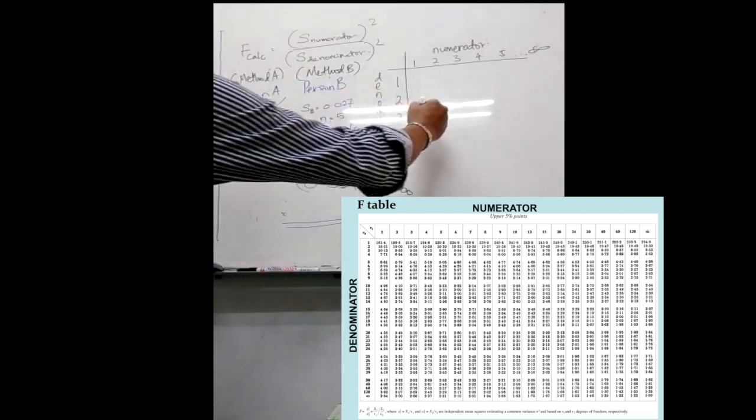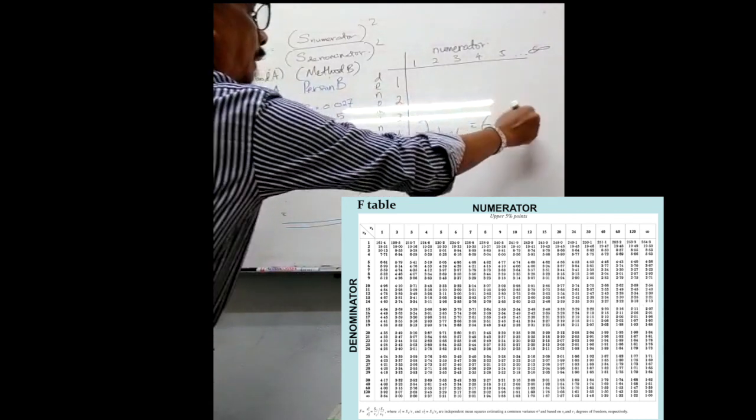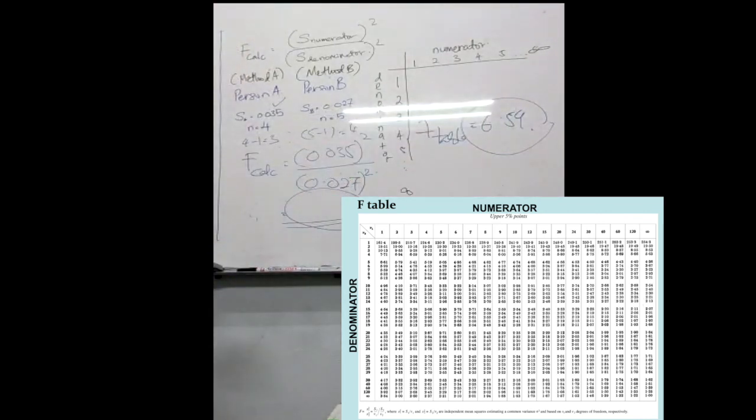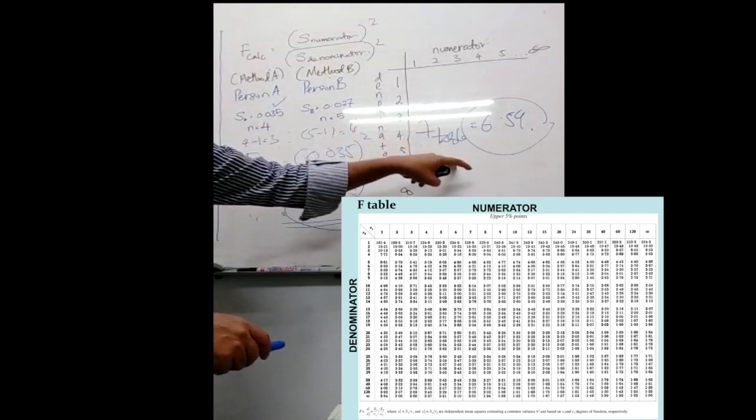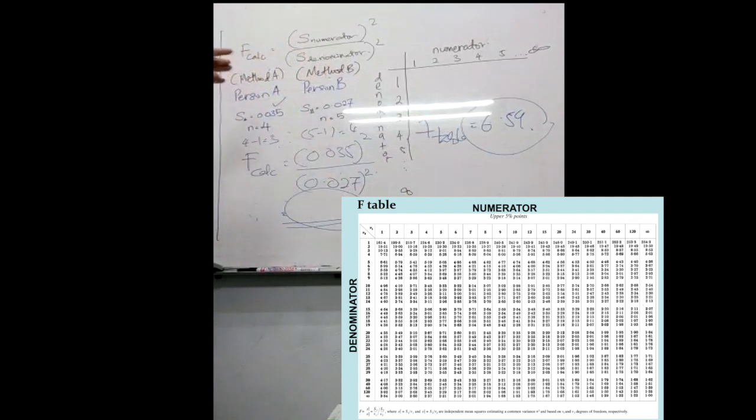So the F table is 6.59. We compare this value with this value, and see which is higher. If we find our F calculation is lower than the F table, then we accept the null hypothesis, meaning actually these two methods or these two persons give the same precision. This is the meaning of the F table, and this is how to use it.